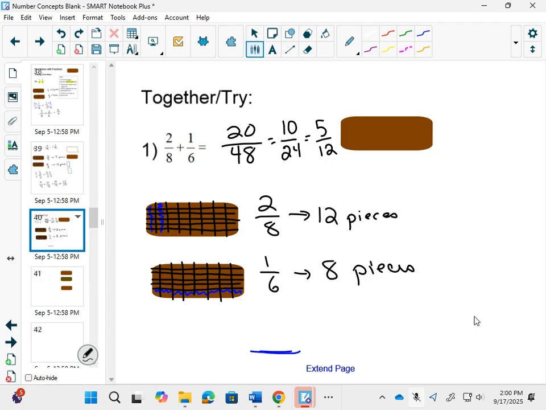So, if we take away the chocolate bars, and we go to do this, what are some of the things that we could do that might make this easier?